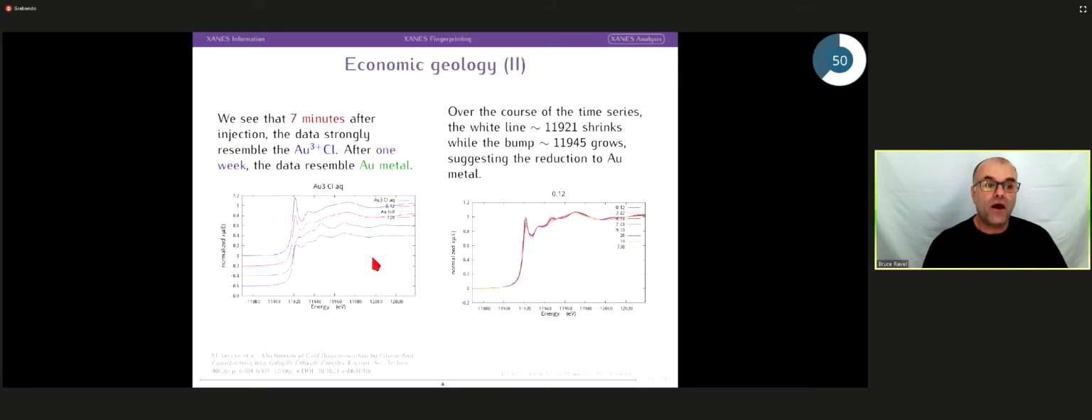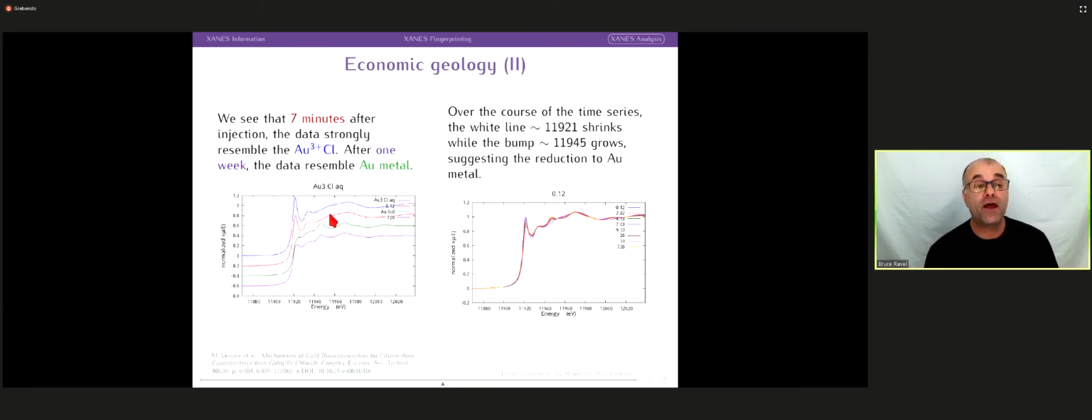So here's what the data from the experiment looked like. The blue spectrum is a spectrum that we measured on an aqueous solution of the gold 3 chloride, and it has this characteristic peak right after the edge. The quickest that we were able to make our first measurement, because of some limitations of the experimental setup, our first time point is about 6 minutes after we introduced the gold chloride to the cyanobacteria.